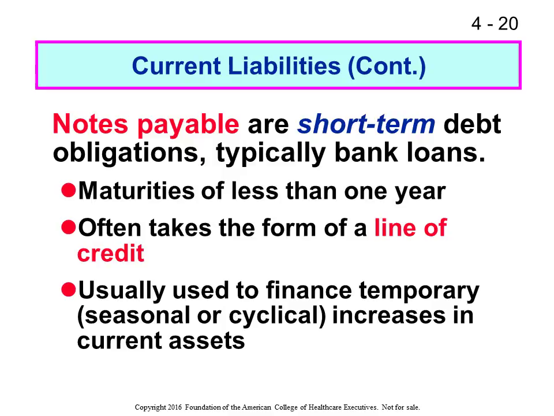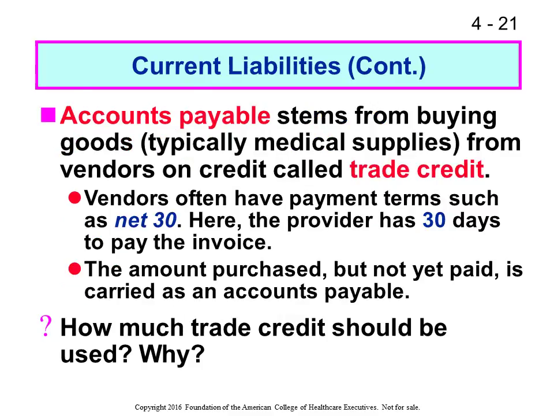Slide number 20. Notes payable are your short-term obligations. Basically, these are like your bank loans. They usually have a maturation date of a year or less than a year. And so they're usually in the form of what we call a line of credit. Okay, so that should sound familiar to you. If you've ever taken a loan before, you know how you have a line of credit. So these are called your notes payable.